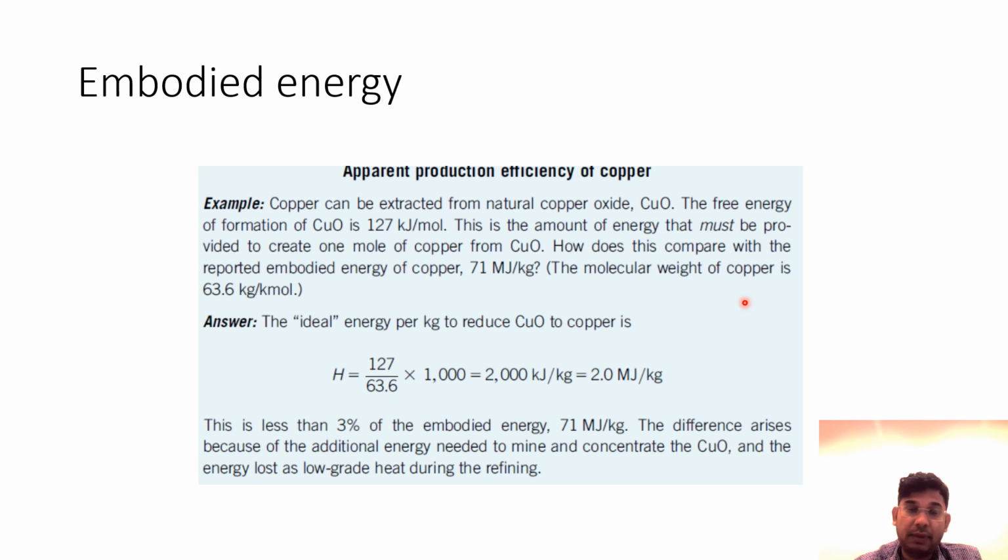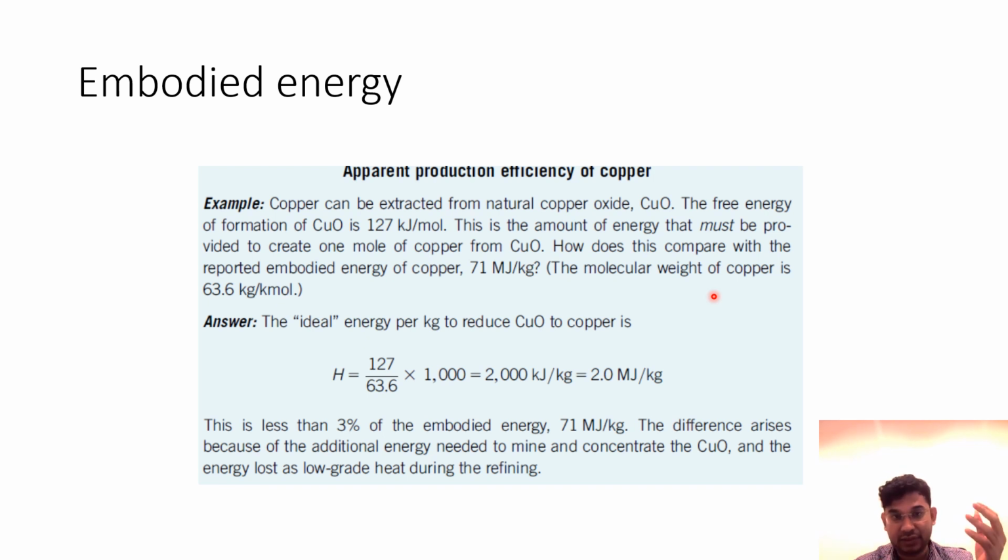Embodied energy problem. None of you actually even attempted this. It makes me a bit sad, but that's where we are. So again, the idea behind this exercise is that a metal exists in the form of an ore in the ground. Let's say here the example is copper. The oxide is copper oxide. Theoretically, let's calculate how much energy is needed if we have to take out copper from copper oxide.